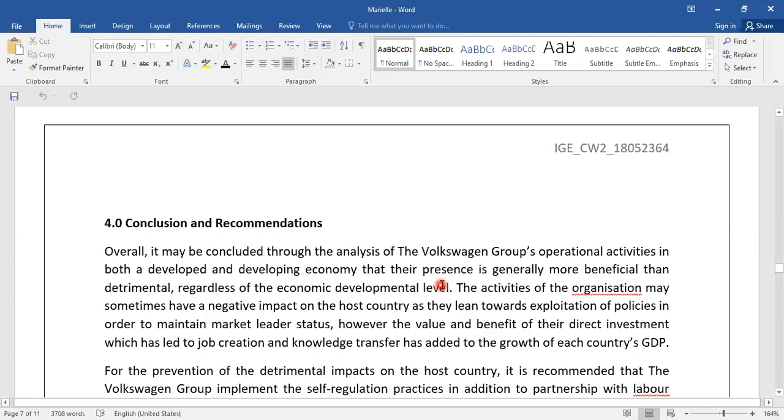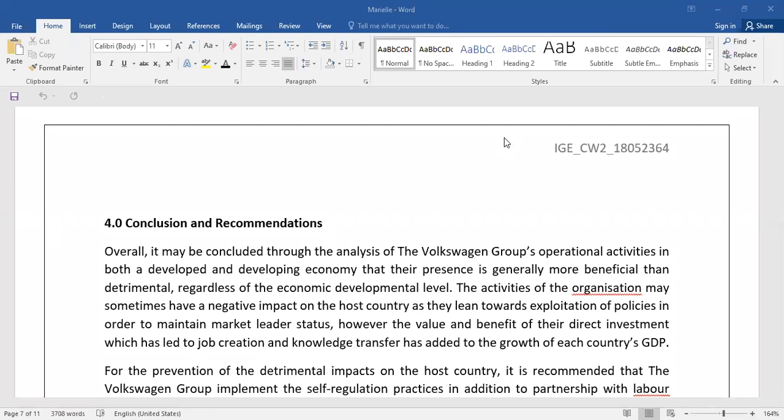If you understand how to write a conclusion, please indicate now. It's a summary of your main findings. Please indicate in the chat now before I can move on if you understand how to write a conclusion. Christina, yes. Kemba, yes. Akil, yes. Nisa, yes. Very good. So that's conclusion, now recommendation.